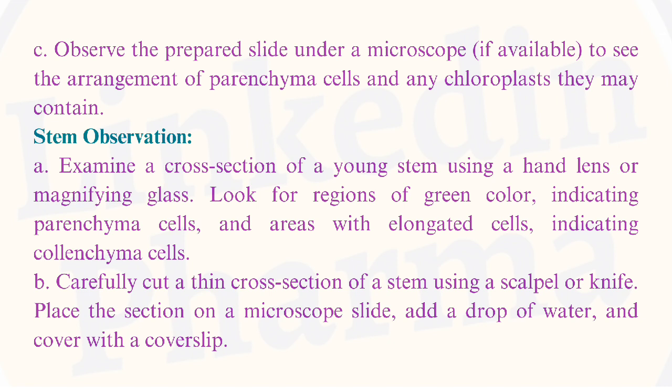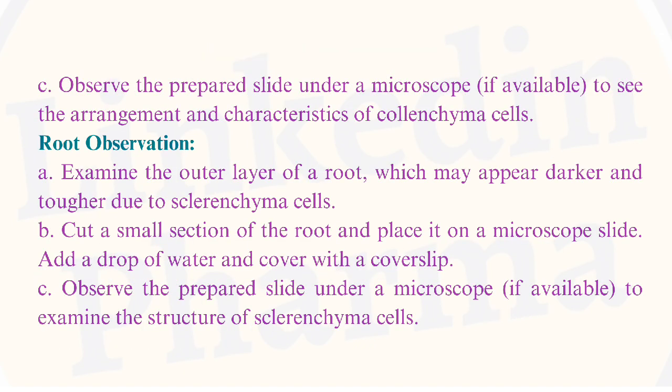Look for regions of green color, indicating parenchyma cells, and areas with elongated cells. B. Carefully cut a thin cross-section of a stem using a scalpel or knife. Place the section on a microscope slide, add a drop of water, and cover with a cover slip. C. Observe the prepared slide under a microscope, if available, to see the arrangement and characteristics of parenchyma cells.